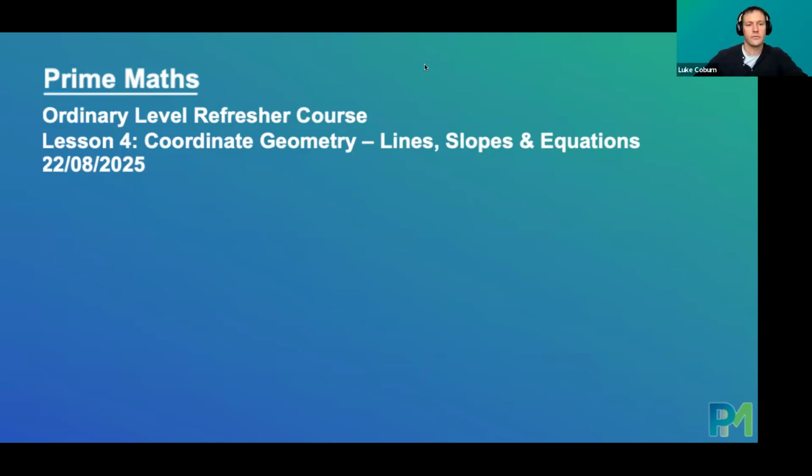So welcome to lesson 4 from my refresher course. Today we're going to be talking about coordinate geometry. So we'll look at lines and slopes and equations and things like this.